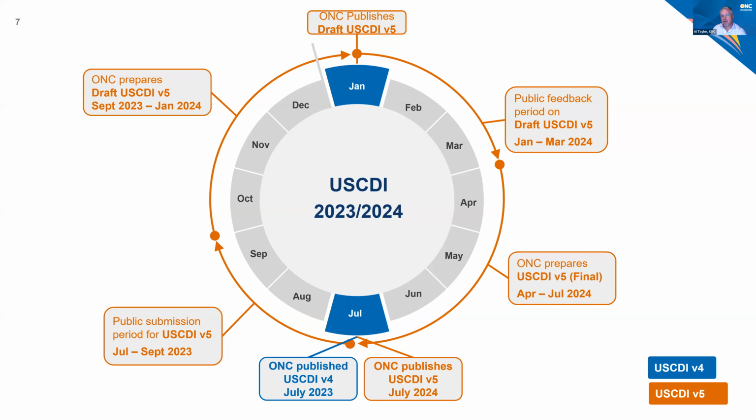We expect to publish version 5 in January, and once we publish draft V5, we will begin another period of public feedback on what got put into USCDI. Did we get definitions right? Did we select the right set of data elements? And how other things may need to change as well. And then once we process all of that feedback, we work on preparing the final version of USCDI version 5, which we hope to do in July of next year.